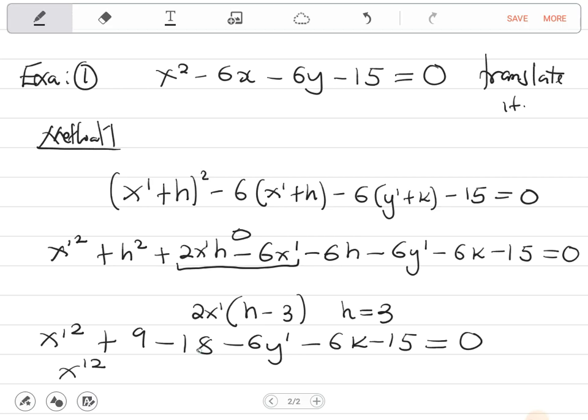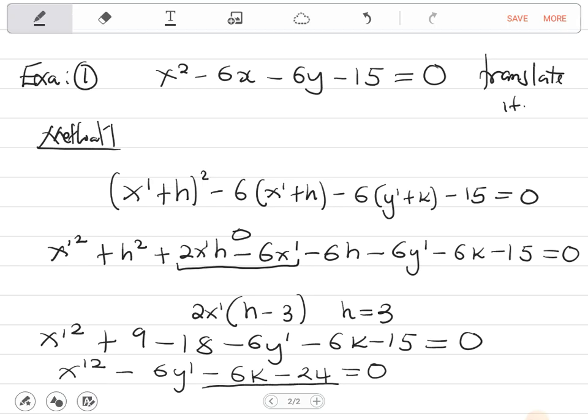This and this, you get negative 9 again. And you get that one, you get negative 24. So you're having y prime squared minus 6k minus 24 is equal to 0. So now this is where you can factorize.